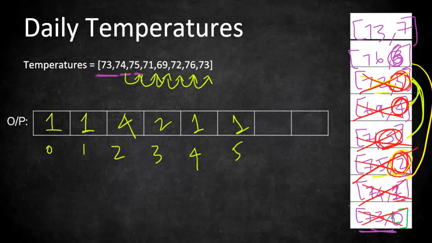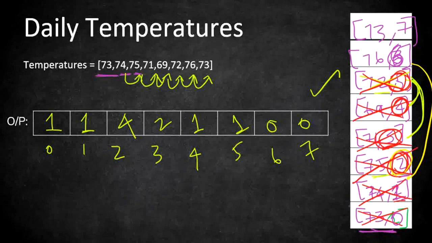is not empty, and we are left with 2 more values to update. So we did not find any warmer day than this. So we are going to simply update zeros in the index 6 and 7, and this is going to be our output. So if you observe the way the elements popped from the stack and inserted, it will be in a decreasing order. So that's why this stack is called decreasing monotonic stack.